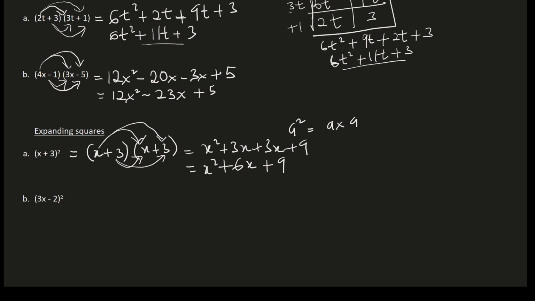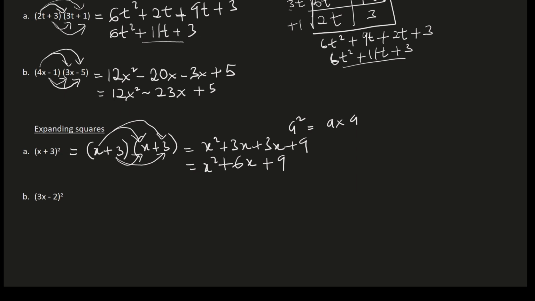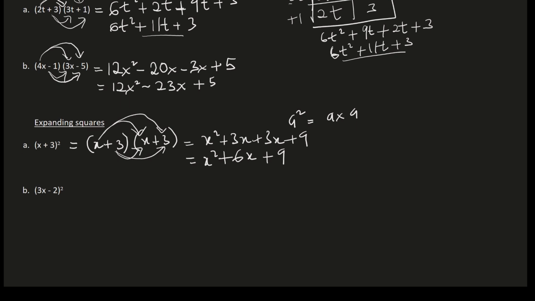Now let's look at this. What if we have a minus in between the expression? It's the same procedure. 3x minus 2 in one bracket squared can be written as 3x minus 2 and another 3x minus 2. The reason why we have two brackets is because of the square.